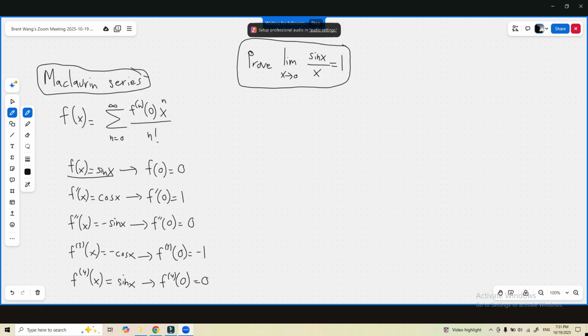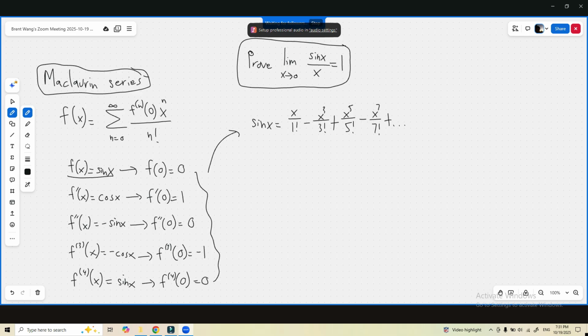So we can establish a pattern based on what we saw right here. Therefore, we can say that sine x is equal to x over 1 factorial minus x cubed over 3 factorial plus x to the power of 5 over 5 factorial minus x to the power of 7 over 7 factorial. You get the idea.